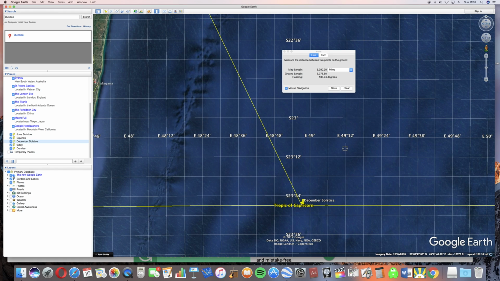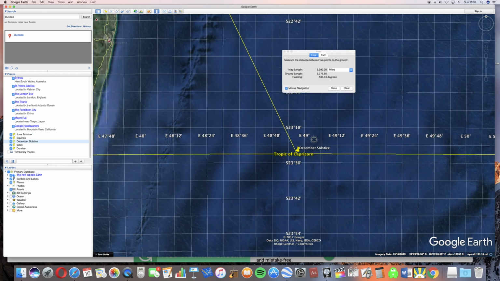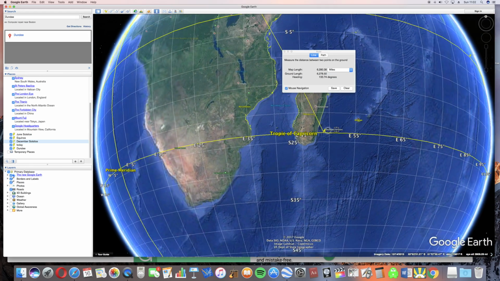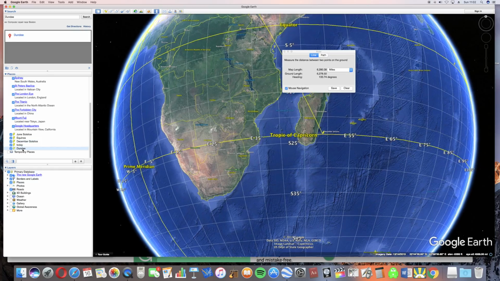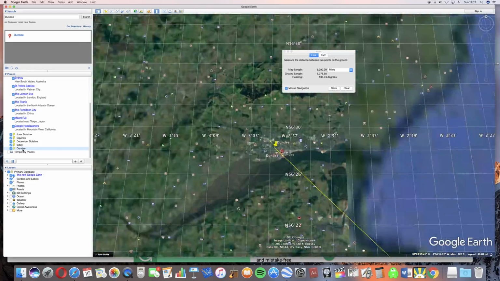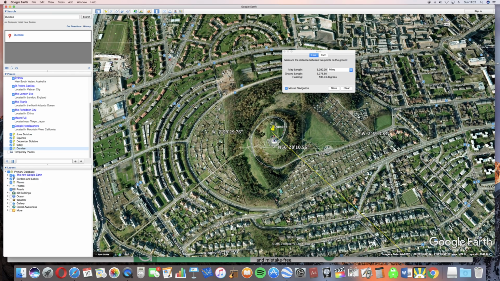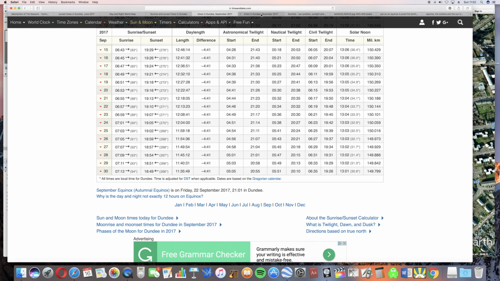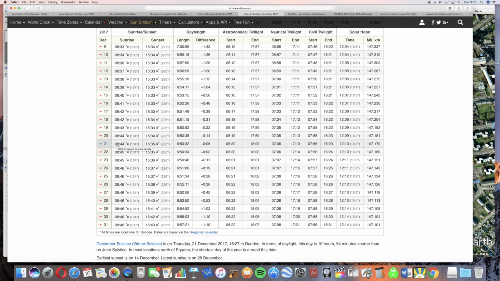So this is on the Tropic of Capricorn, 6,280 miles away from me. So it's right down here, down near Madagascar. So that's where the sun would be on the December solstice when it starts to rise at my location. So let's go back to where I am. And you can see it's about southeast, really. So it's 134 degrees. And let's go back to here. December, 21st of December is the solstice, 134 degrees.